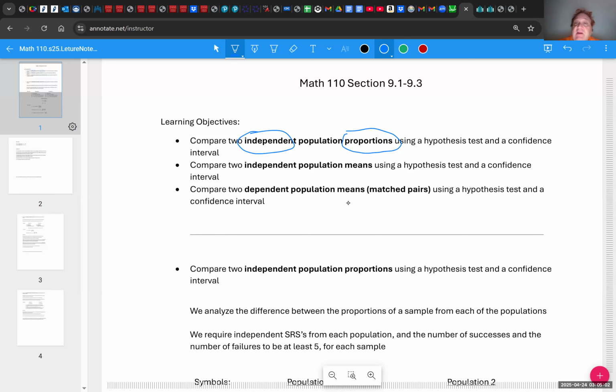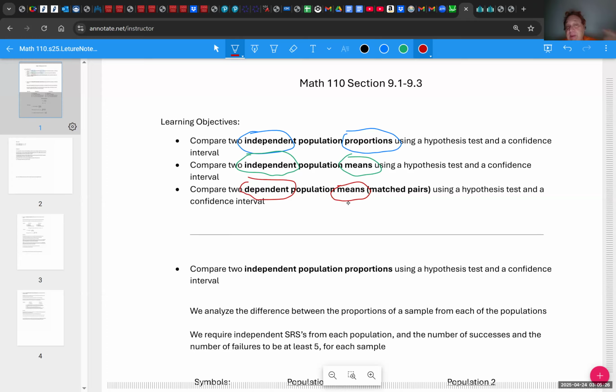The second learning objective, again, we're looking at independent populations, but now we're trying to calculate their means. So the mean of one population compared to the mean of the other population. And lastly, we're going to be looking at two dependent populations. So now one definitely relates to or impacts the other. And we're going to be, again, looking at the averages.